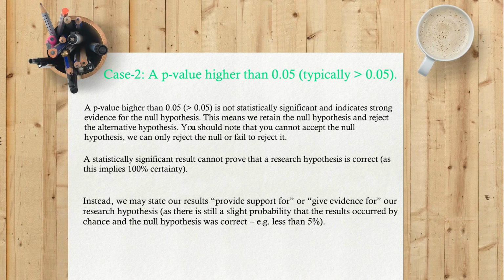You should note that you cannot accept the null hypothesis; we can only reject the null or fail to reject it. A statistically significant result cannot prove that a research hypothesis is correct, as this implies 100% certainty. Instead, we may state our results provide support for, or give evidence for, our research hypothesis, as there is still a slight probability that the results occurred by chance and the null hypothesis was correct, e.g., less than 5%.